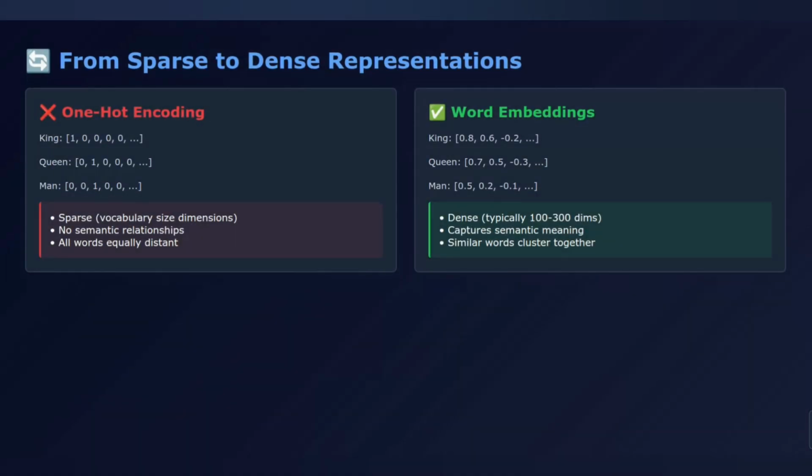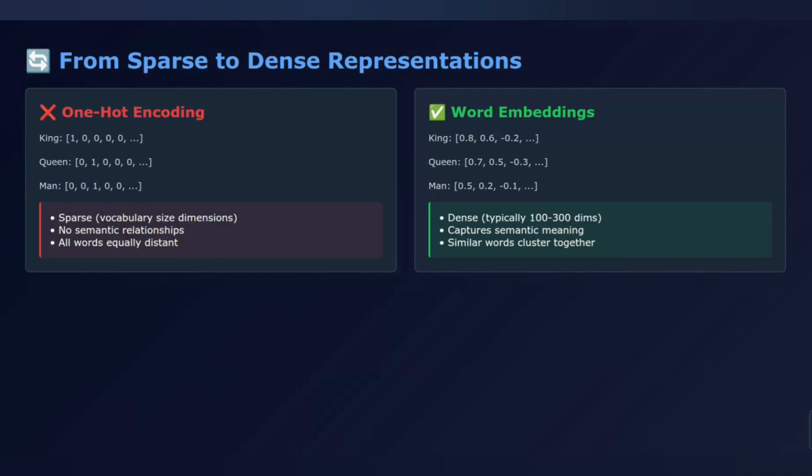On the left, we have one-hot encoding. Look at this. King is represented as 1, 0, 0, 0, and so on. The problem? These vectors are massive, as large as your entire vocabulary, which could be hundreds of thousands of words. And worse, every word is equally distant from every other word. There's zero understanding of meaning or relationships.